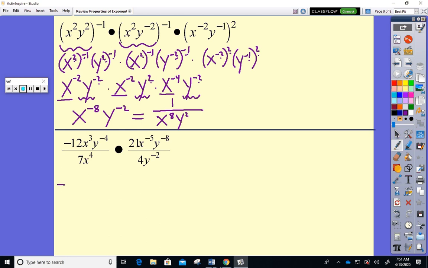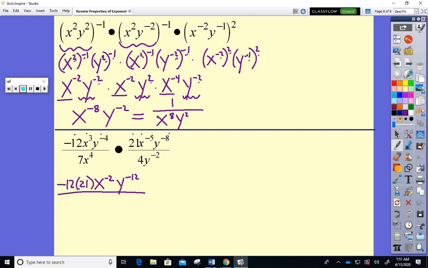So I'm going to have negative 12 times 21. That's too large for me to do without a calculator, so I'm just going to leave it alone. Straight across the top, the x's are x cubed times x to the negative 5th, which is x to the negative 2nd when I add exponents. Y to the negative 4th times y to the negative 8th is y to the negative 12th when I add exponents. So my goal usually, if I have separate fractions multiplied, is to go ahead and get one big old fraction and then just treat it like the other problems we've done.